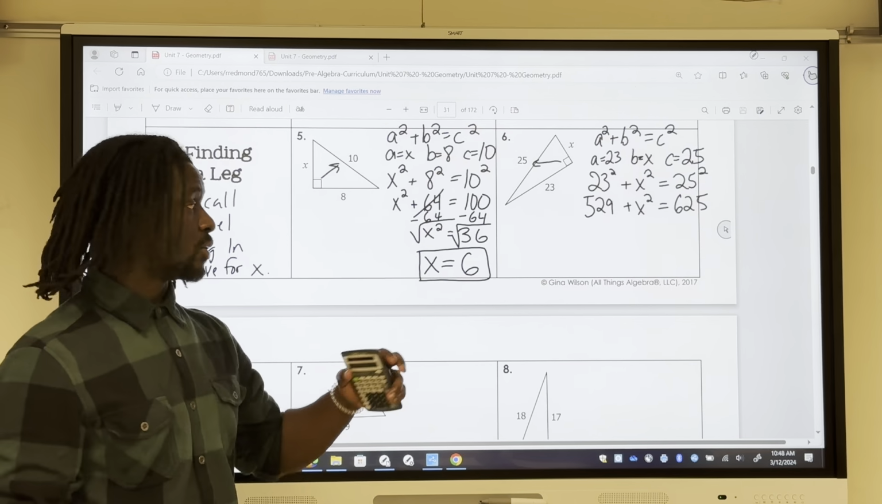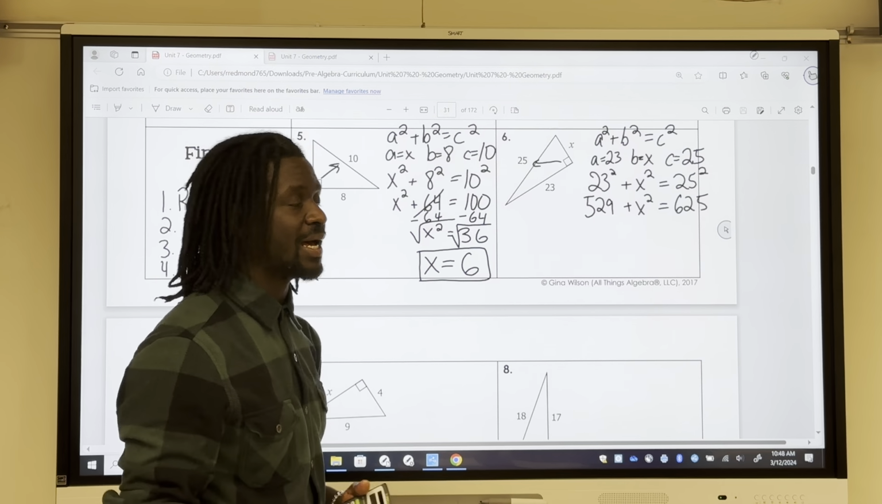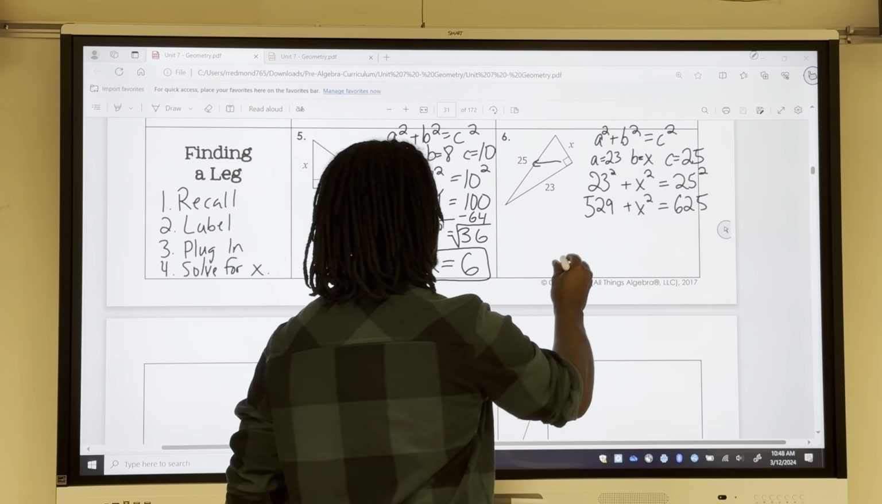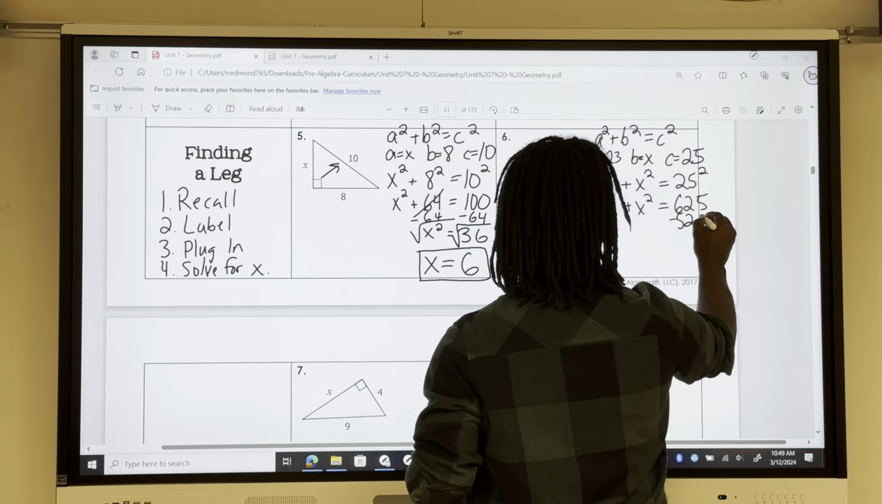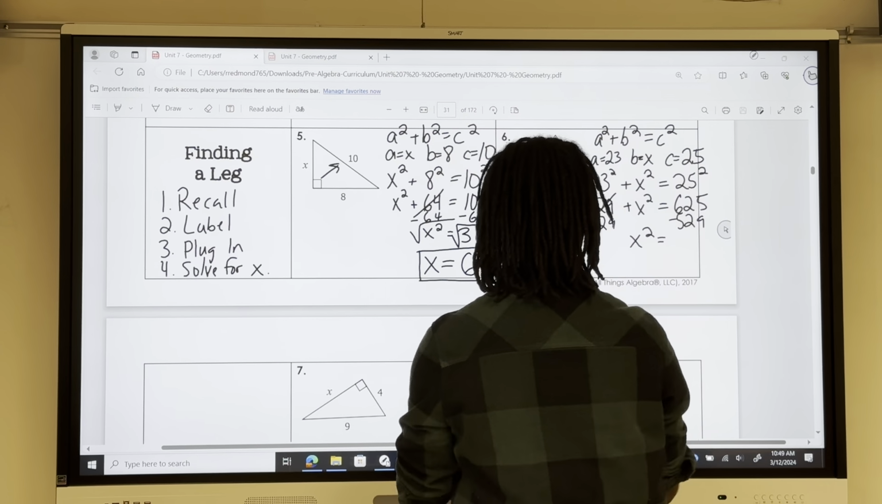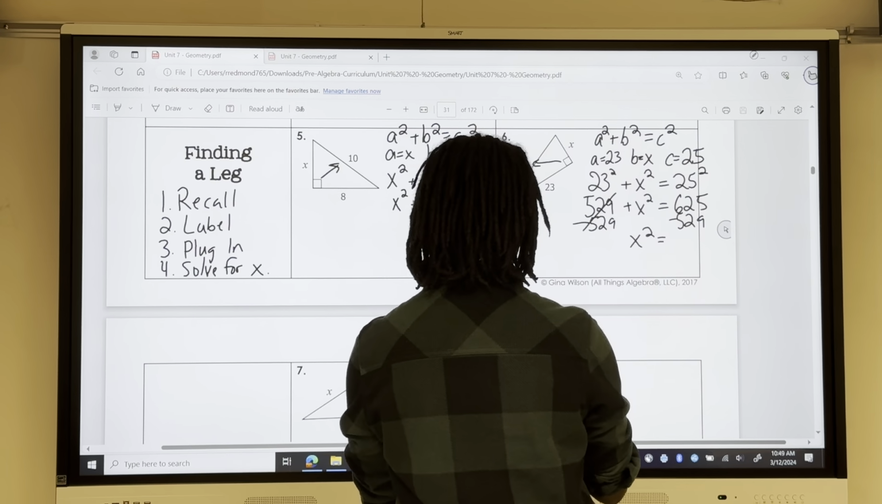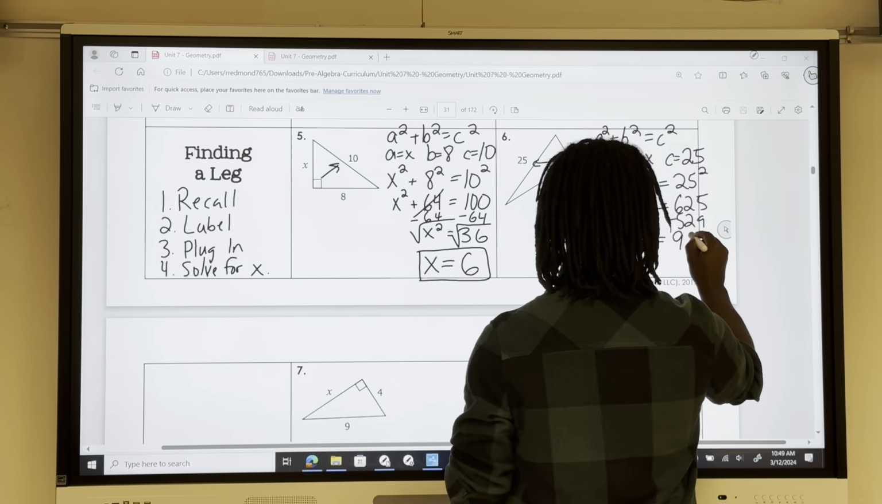Okay, now in order to solve for the x, I got to get rid of this 529. I do that inverse operation. I'm going to subtract 529, subtract 529. That's going to cancel, leaving me with x squared equals 625 minus 529. That gives me 96.